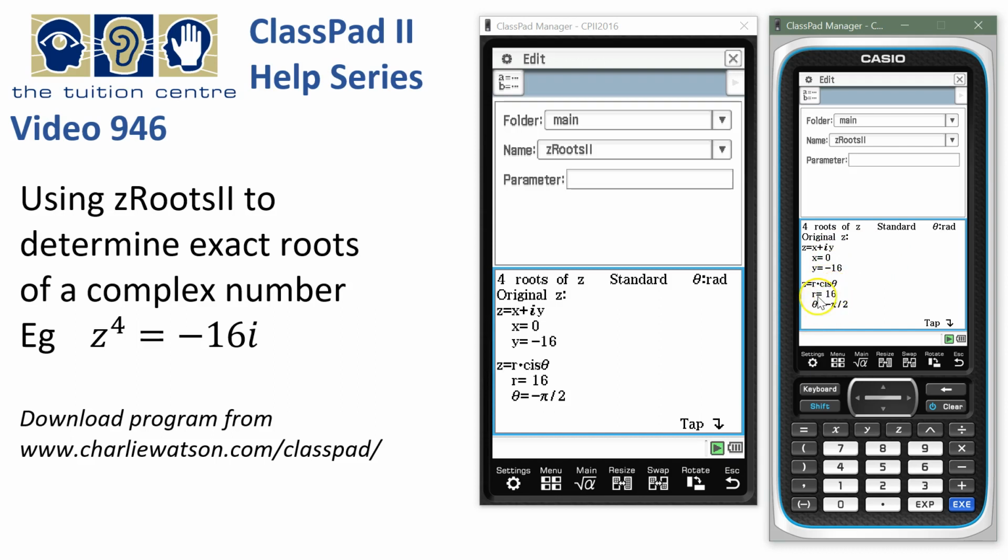in polar form as well here. So 16 cis minus pi by 2. A little bit of working maybe there. Tap play. It's converted them all into decimal form. And one more tap on this little green fella here.